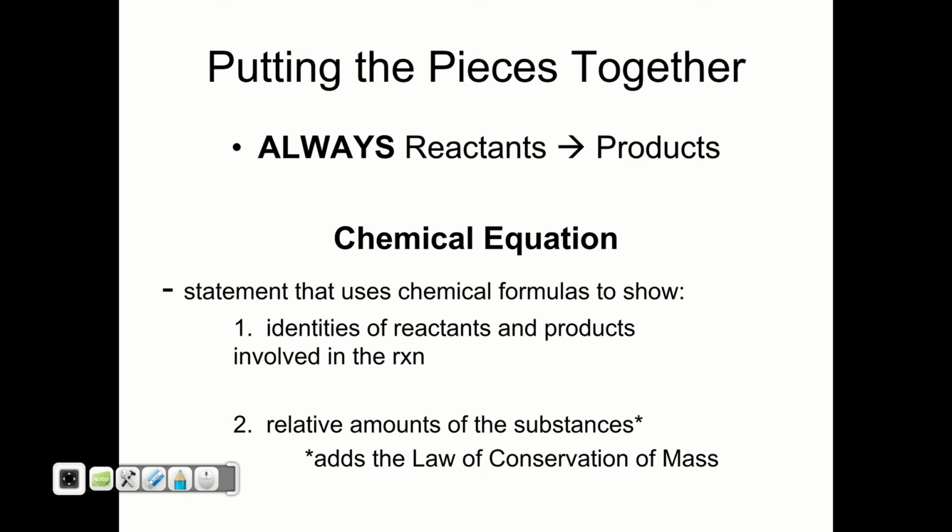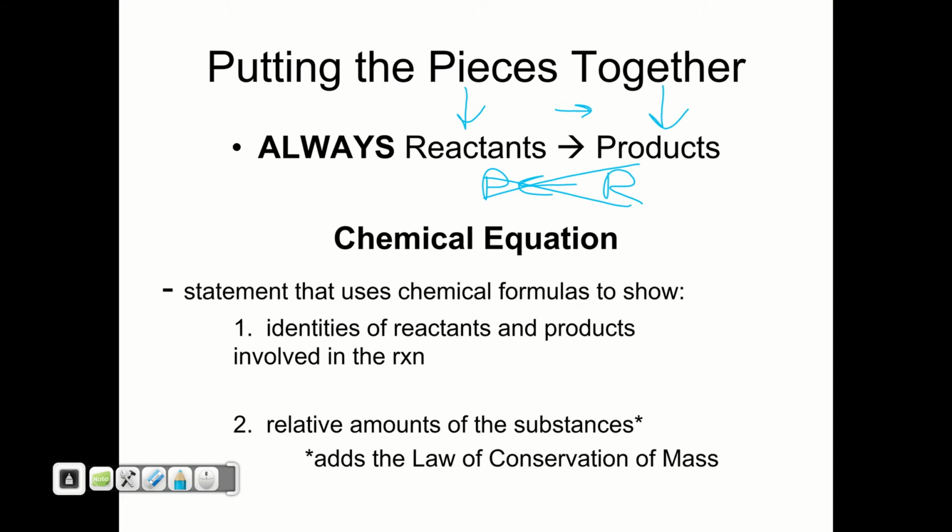When we put these reactions together, we always write reactants going to products. Reactants on the left, arrow, products on the right. We will never show it going the opposite. Well, it can go the opposite way, but we're not going to show that. We never write products, arrow, reactants. We're not going to write products, arrow going to the left, reactants. That would not be right.